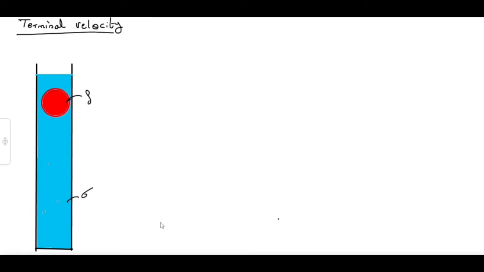Once again, which forces are acting on the body now? One is mg, acting vertically downward, the weight of the falling body. Another force is the upthrust. What is meant by upthrust? Upthrust is the force acting on the body by the fluid. So upthrust is acting. The next force acting on the falling body is the viscous force.